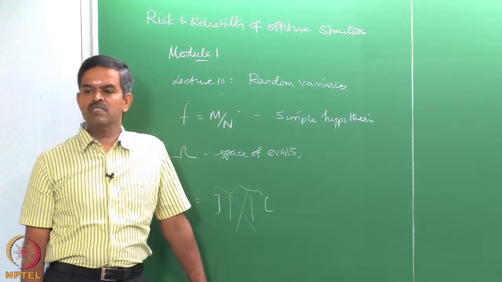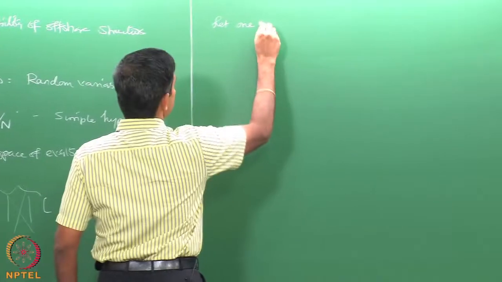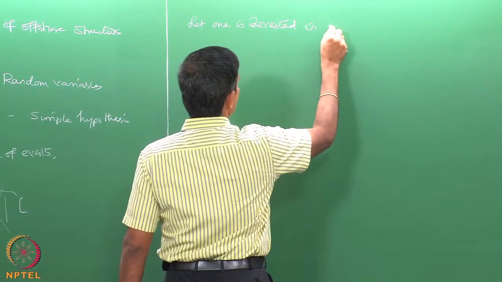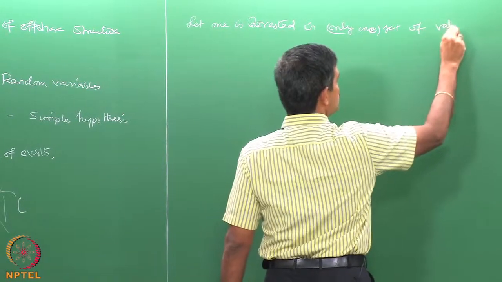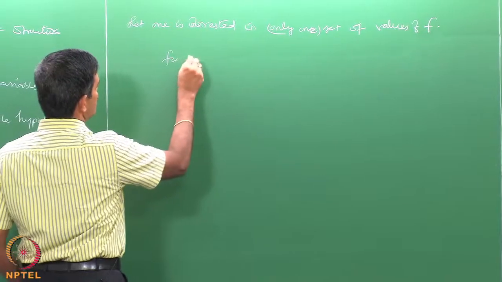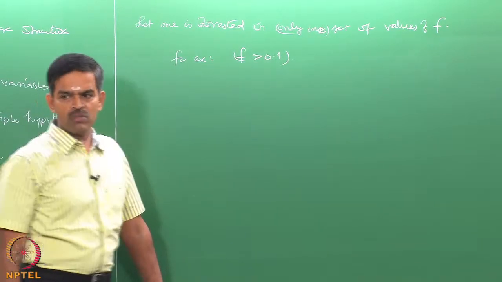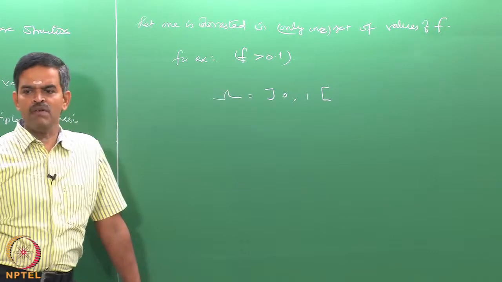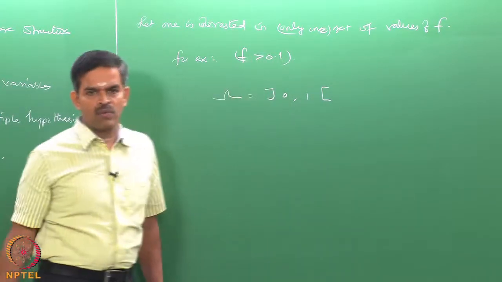Now, let us say one is interested in only one set of values of probability of failure. Let us call this f. Let us say, for example, f greater than 0.1, one will be interested. But of course, in the space of events 0 and 1, one is interested in knowing or analyzing the situation only for f exceeding 0.1.